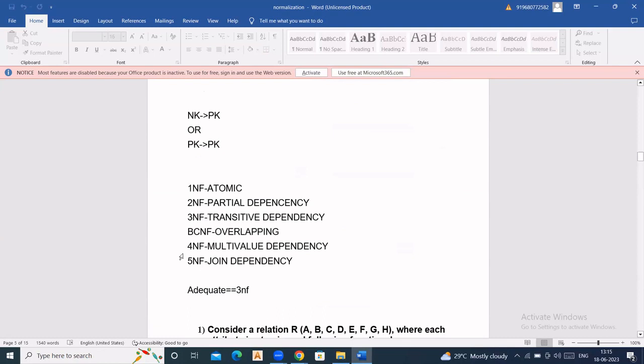Please write this down. All of you make a note. It's very important. For 1NF, the keyword to remember is atomic; 2NF, partial dependency; 3NF, transitive; BCNF, overlapping. 4NF and 5NF you actually don't need to study. Just remember the keywords: for 4NF, multi-value dependency; for 5NF, join dependency. Plus, if you see the keyword adequate in the question, what does adequate mean? 3NF. Okay, so please write this down in your notes.